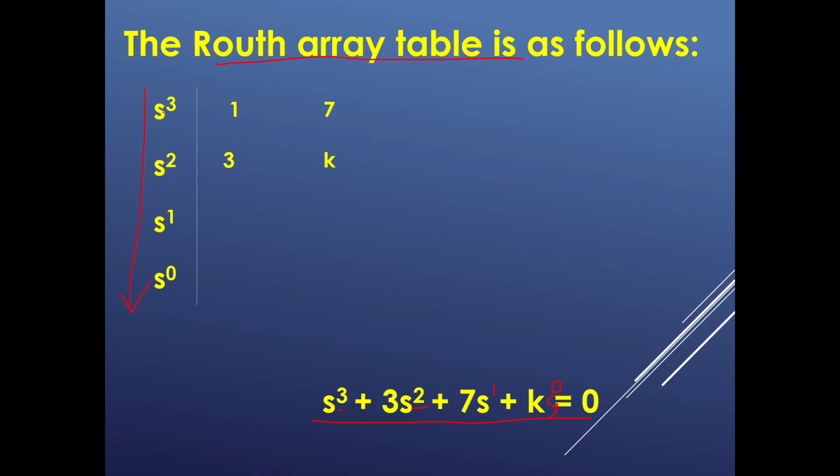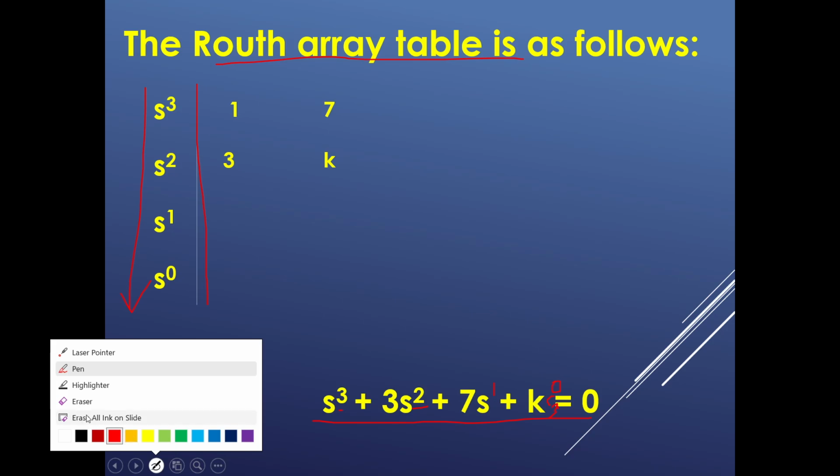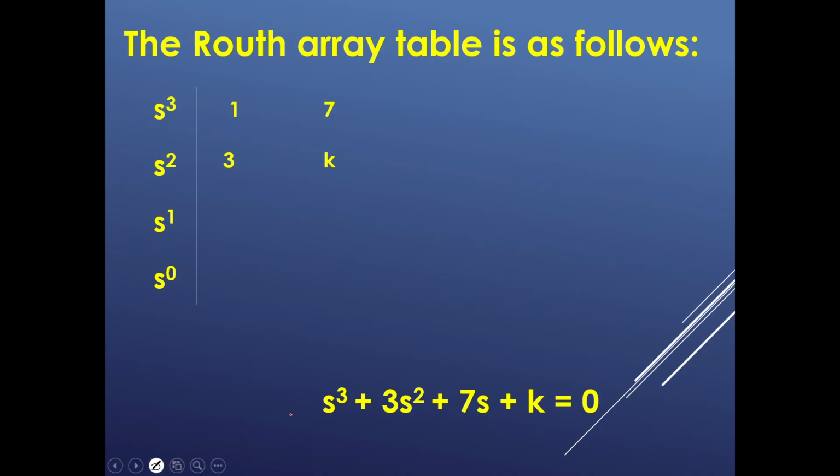So starting from the highest power of s to the lowest power of s, write down the s power values in a column. So s power 3, s power 2, s power 1, s power 0. After that, draw a straight line. After that, go back to the characteristic equation. Start from the highest power of s, that is s power 3. Consider the first two terms, s power 3 and s power 2. The coefficient of s power 3 is 1. The coefficient of s power 2 is 3. So consider 1 and 3, and write them down in the first column.